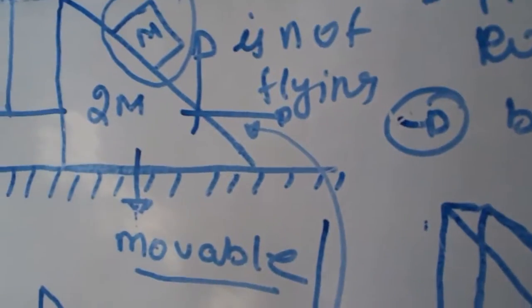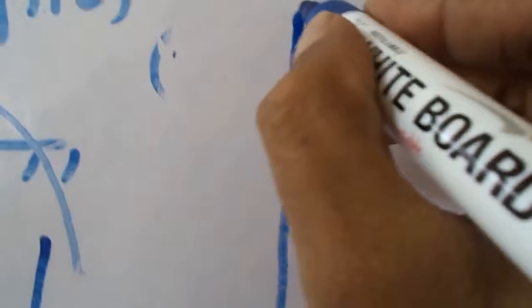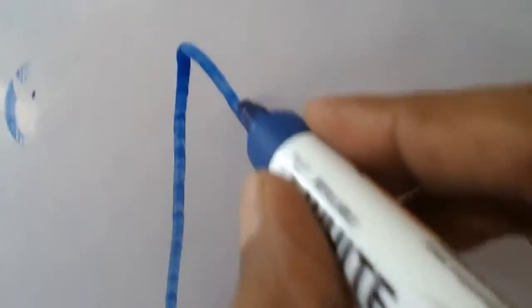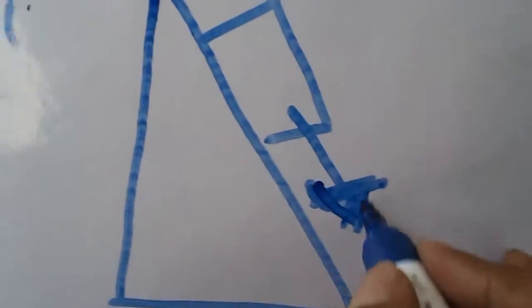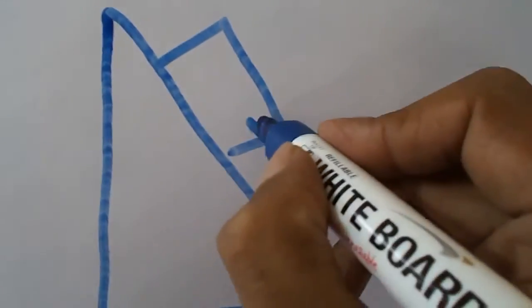Okay guys, now this block can move along this without any restriction. This block can move along this without any acceleration. So this block can move along this.